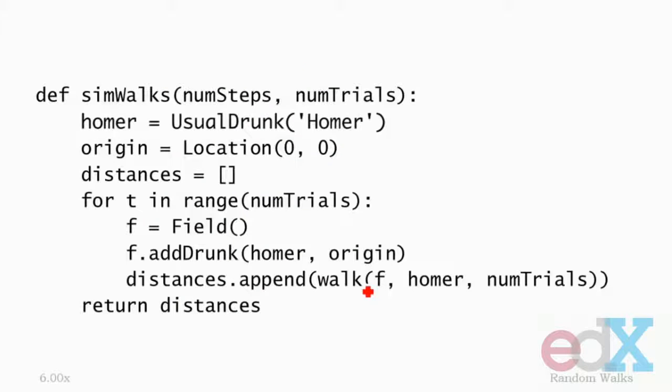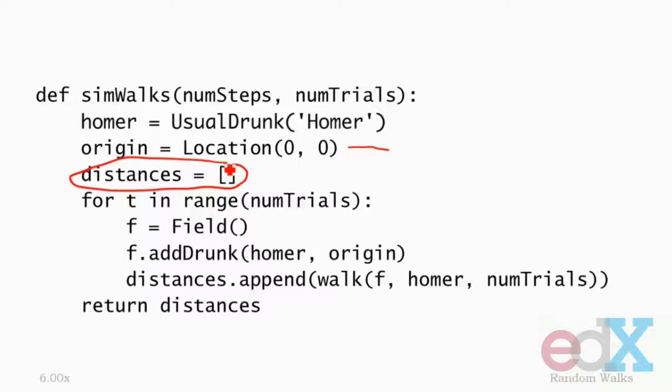The next function is Swimwalks. This will use walk. It takes a number of steps and a number of trials. It begins by creating a drunk, for some reason named Homer. It then places the drunk at the origin, in this case 0, 0, and initializes a variable that will be used to keep track of how far the drunk has moved in each of the trials.